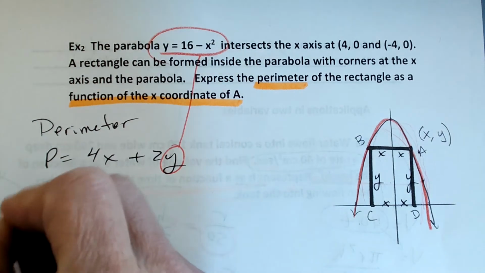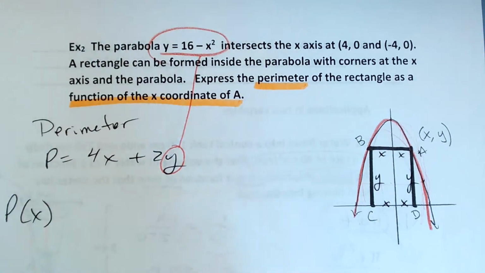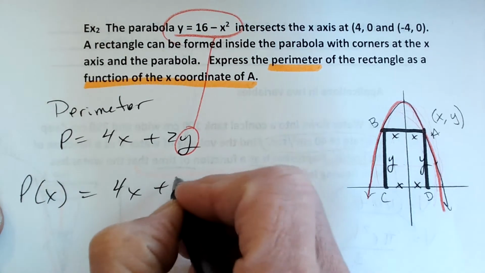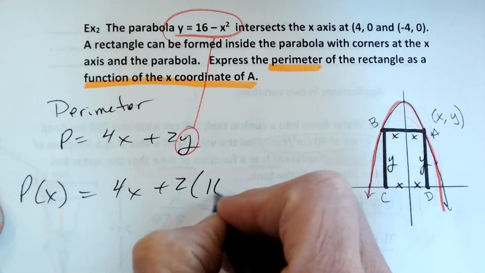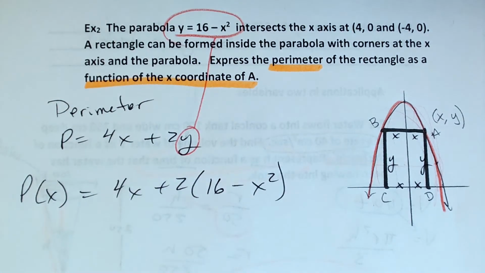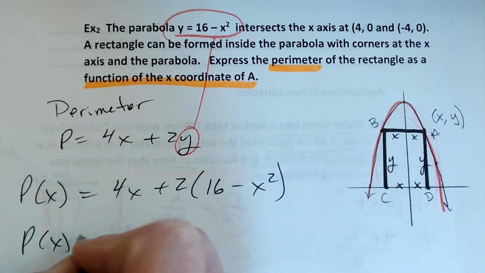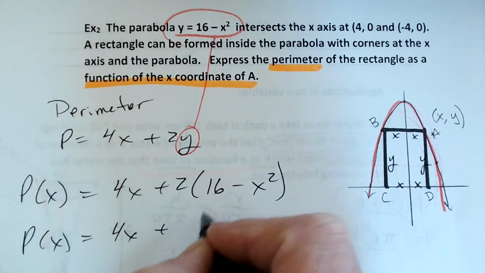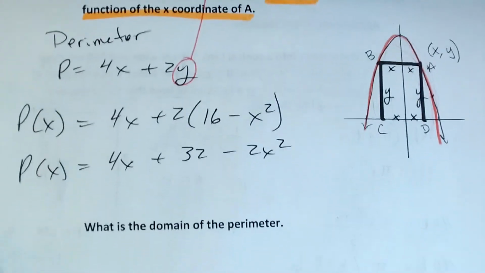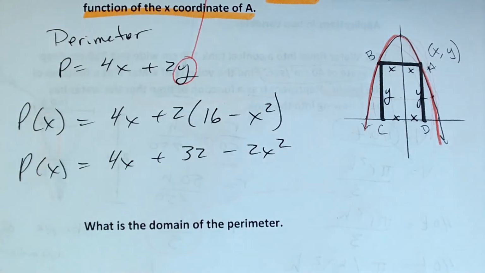Now, p of x, because all my variables are x, perimeter with respect to x is equal to 4x plus 2 times 16 minus x squared. Okay, how am I doing? And then I'm just going to simplify this. I'm going to go 4x plus 32 minus 2x squared. Okay, how's that? So far, so good? Thumbs up so far?